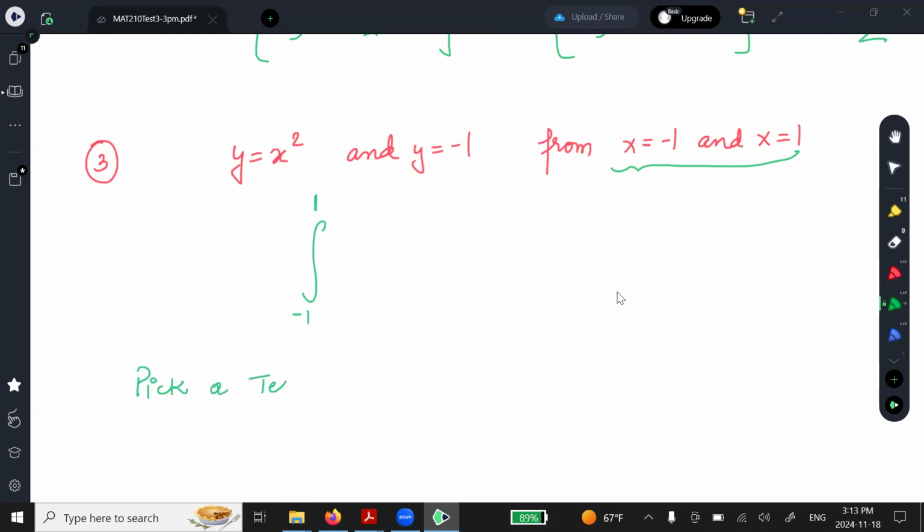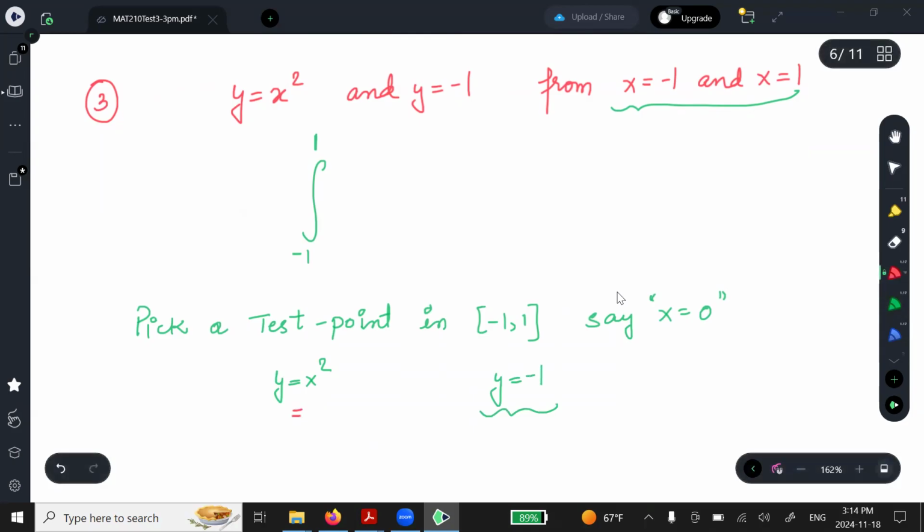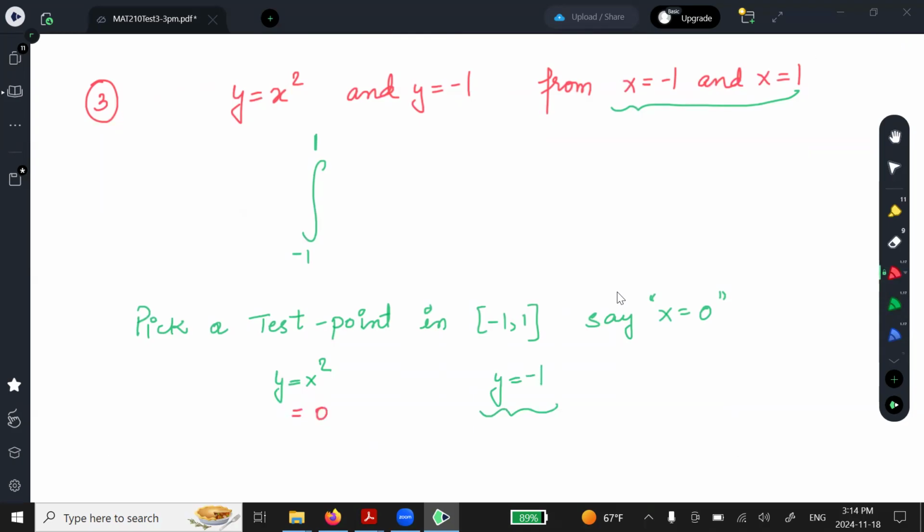Again, I'll pick a test point. Pick a test point in the interval. Say I pick x equals 0, right? That's the best choice. Now, I have two functions to check. This function will not change whatever x you plug in. This function becomes 0. Which one is higher? Clearly, this one, right? Make sense?